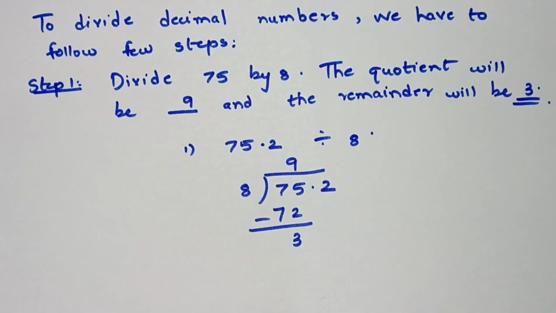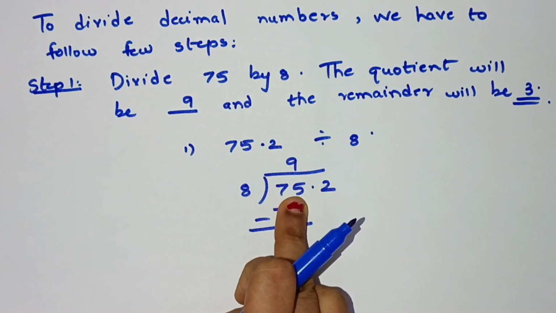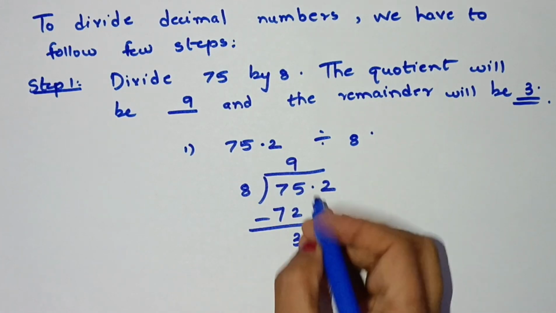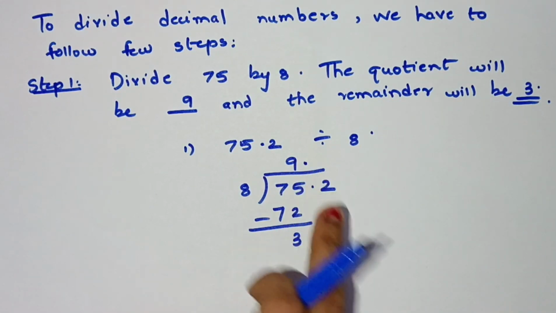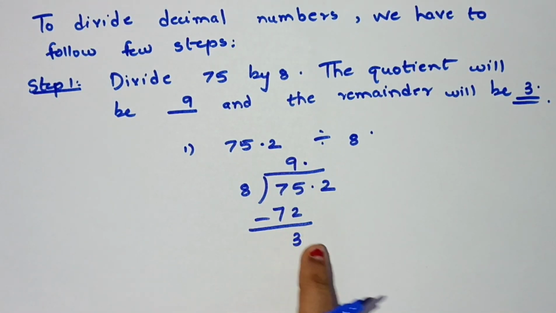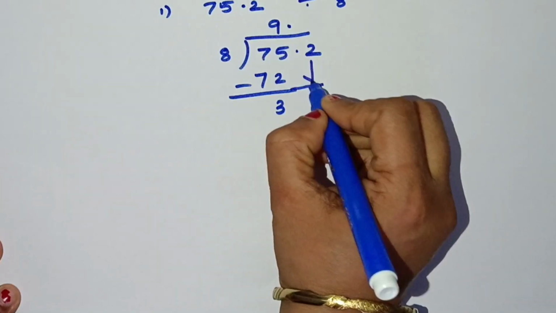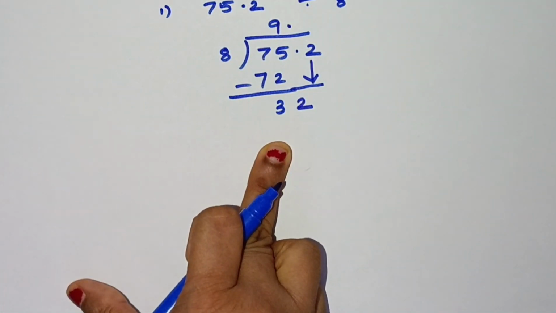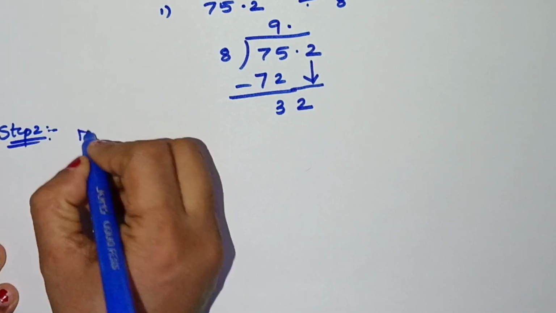Understood till here? Now after this, very important method, what we have to do? Now the whole number is completed. Place the decimal point in the quotient above the decimal point of the dividend. Then bring down the tenth digit. Which is the tenth digit over here? 2 is the tenth digit. Understood till here? So step 2.